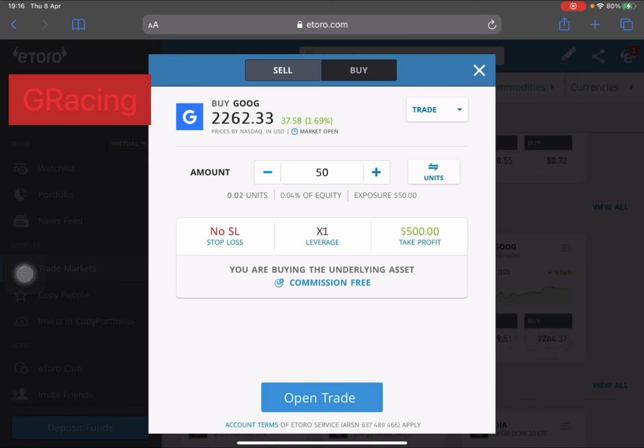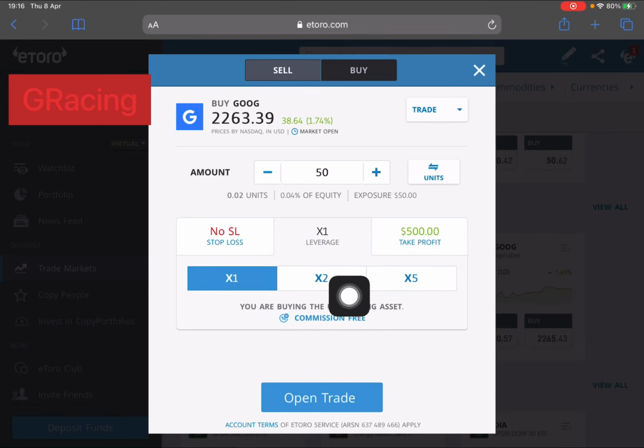So say for example, I have 50 US dollar, right? I'm kind of an aggressive investor. So what I'll do, I have limited money. I want to increase my money because the more volume, the more profit, right? So X2 or X5. You want to leverage your 50 US dollar multiplied by 2, or you want to leverage your 50 US dollar multiplied by 5.